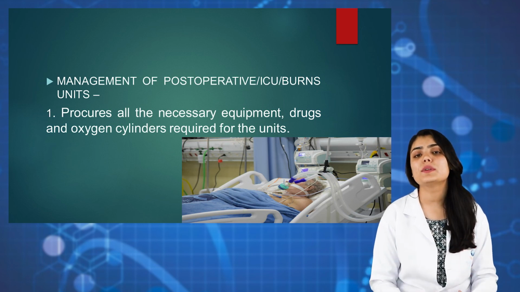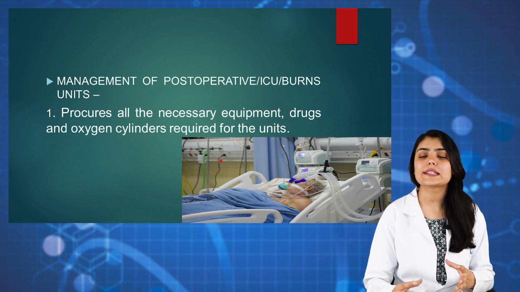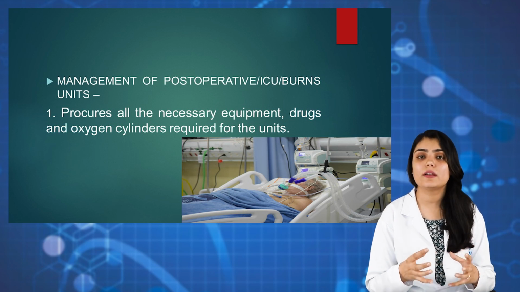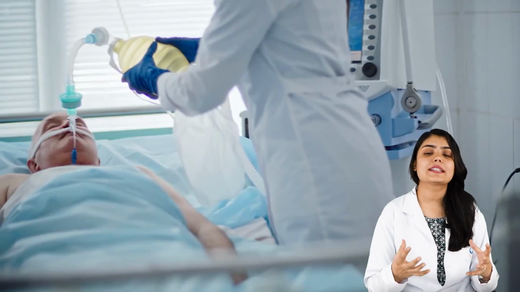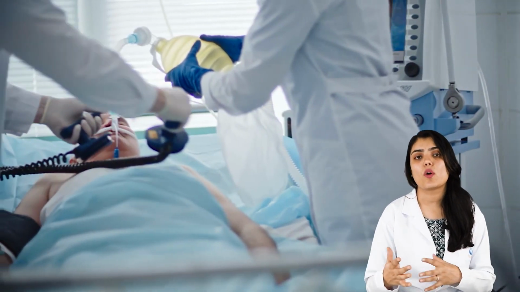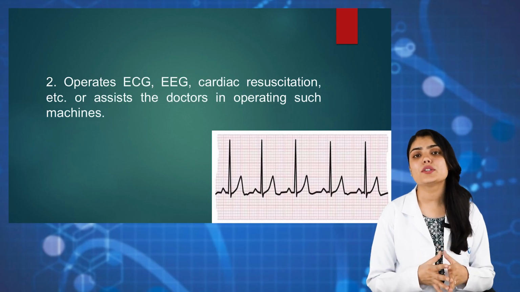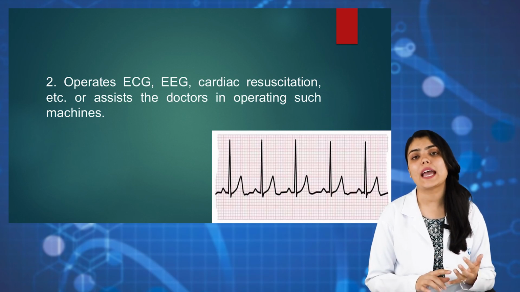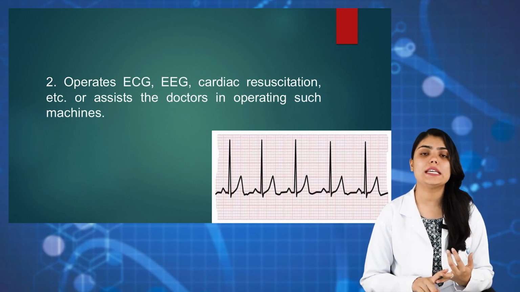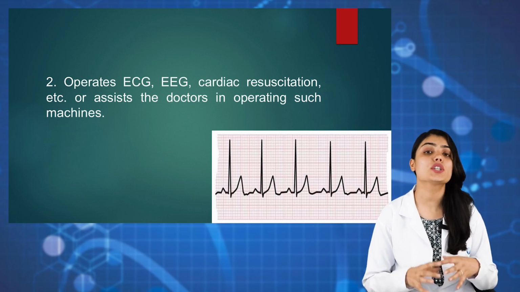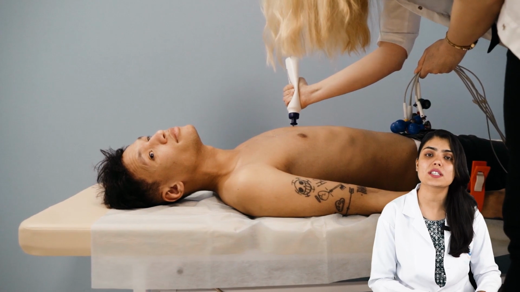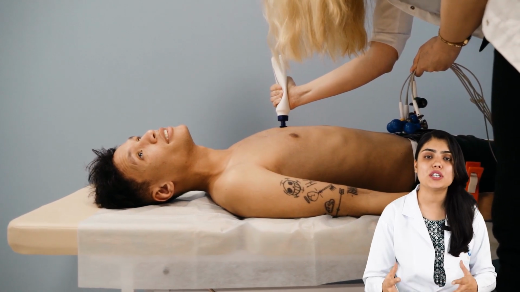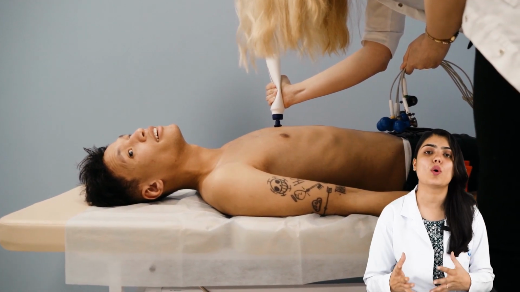Therefore, it is the responsibility of a nurse to make sure that those articles, equipments, and drugs are available within the unit to provide assistance to the patient. For example, emergency medications or oxygen cylinders. In specialized units, the nurse must also be able to carry out and operate ECG, EEG, and cardiac resuscitation, or at least must be able to assist the doctor in performing those procedures, as well as operating the machines to carry out those procedures on the patient.